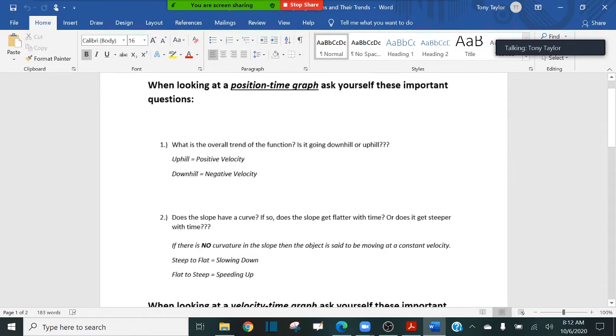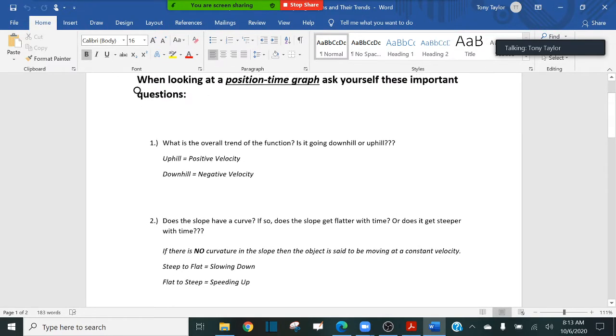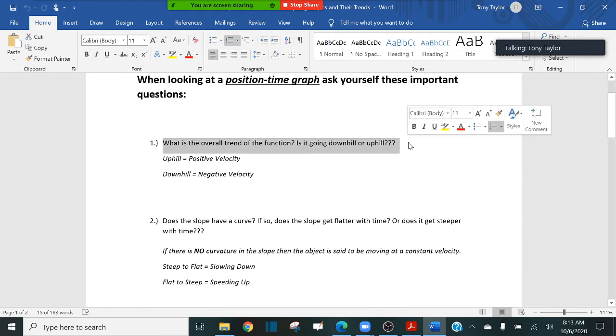Okay, so even before we begin looking at specific examples, let's just read what I have here. When you're given a position versus time graph, the first thing that you want to ask yourself, this is one of the most important things, is: what is the overall trend of the function? Does it appear to be going downhill or uphill?